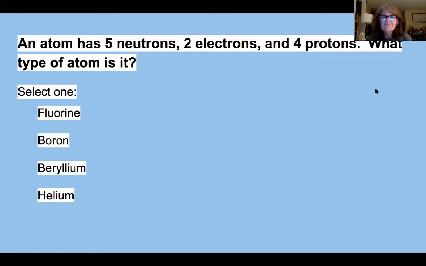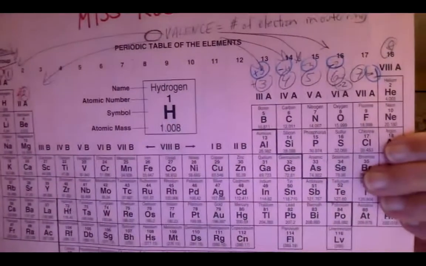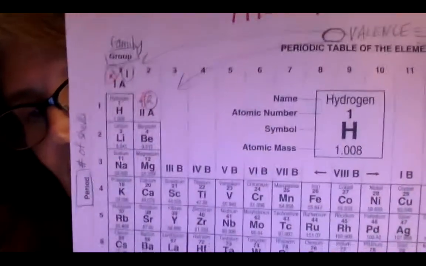An atom has 5 neutrons, 2 electrons, and 4 protons. What type of atom is it? Well, let me just do something for you here. You're never going to guess this outright. You have to pull up a periodic table. So let me pull up my periodic table. Let me see if you can see this. Do you see this periodic table? I think you do. So we're looking for something that has 4 protons.